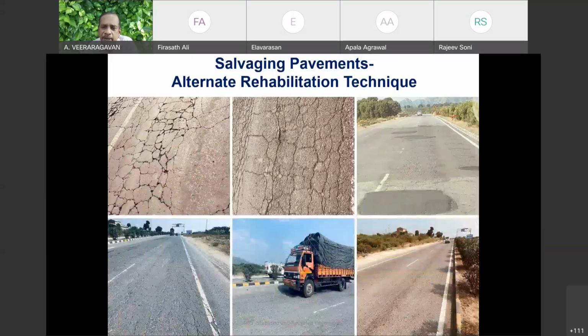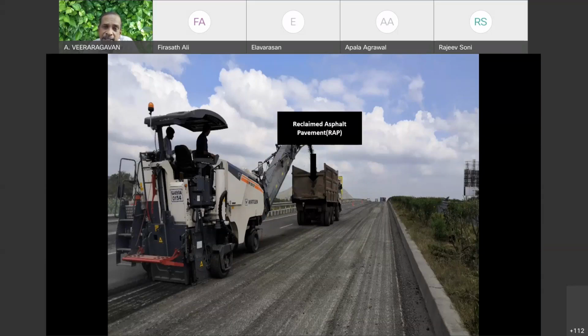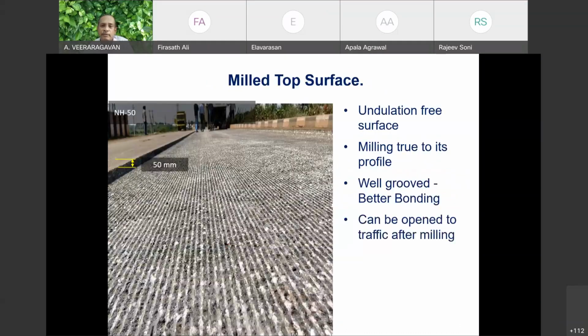It's another highway which has to be rehabilitated. The material was excavated. Lumps of rock cannot be reused. It will damage the lower layers. So this is not sustainable. You cannot take the material to a central plant and do that. But you can mill the material to any thickness that you need. This can be fed to a hot mix or a cold mix, milled and dried. So up to 330 millimeter, it can be milled without disturbing the integrity of the geometric profile. Here 230 millimeter material was milled. This is how a milled surface will look like.